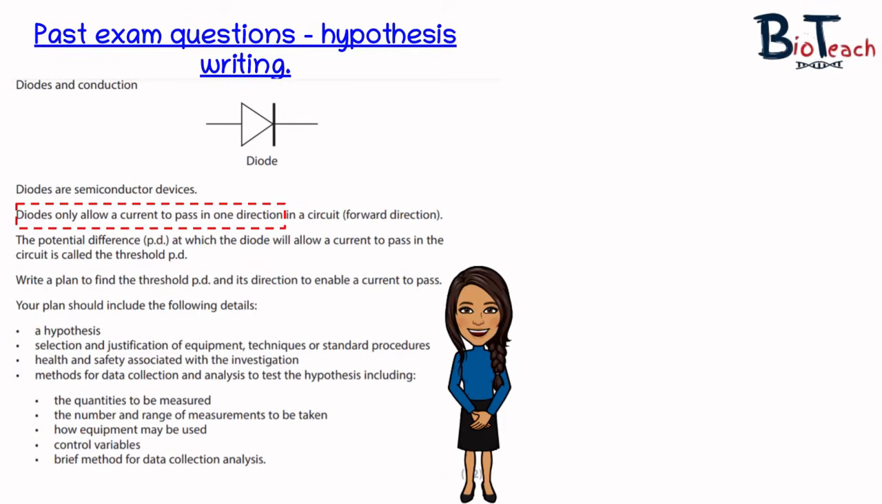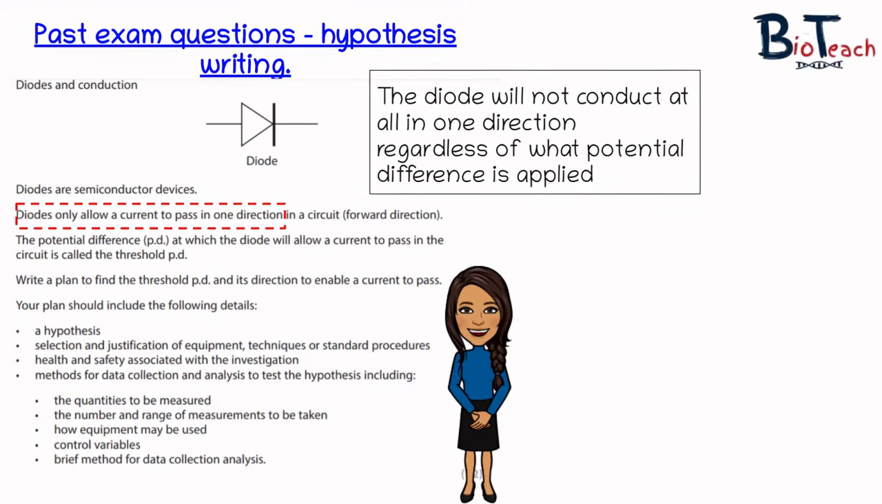So please pause the video now and just have a go at writing down a hypothesis for this particular experiment. Now, when you're writing the hypothesis, I would pay particular attention to the words that are in that red dotted box. Diodes only allow a current to pass in one direction. So if you had highlighted that, then perhaps your hypothesis would say the diode will not conduct at all in one direction, regardless of what potential difference is applied. That would be something that they would accept.